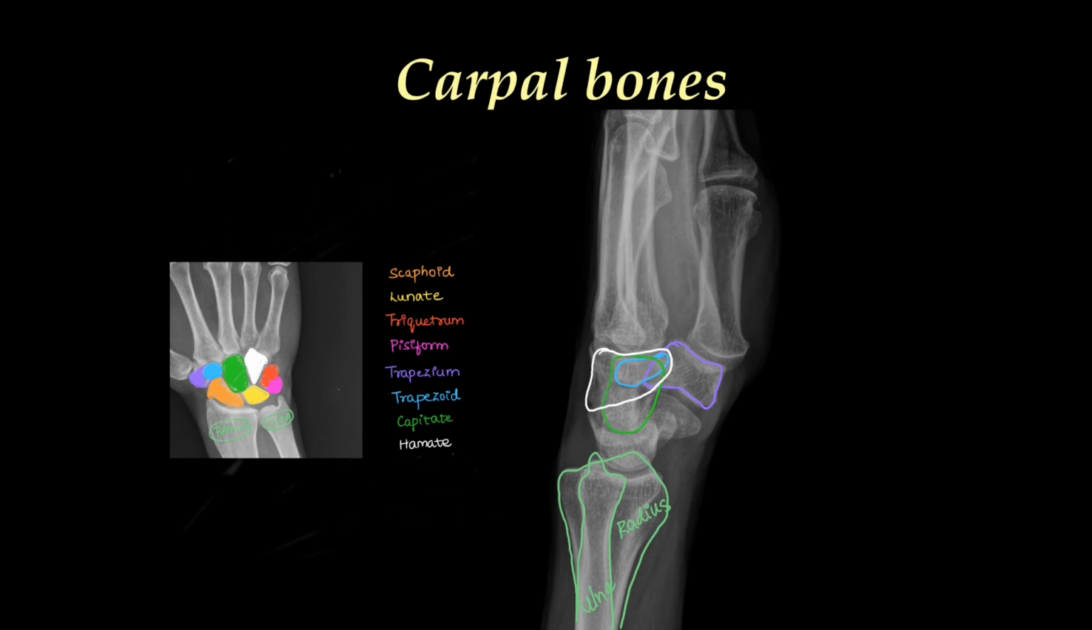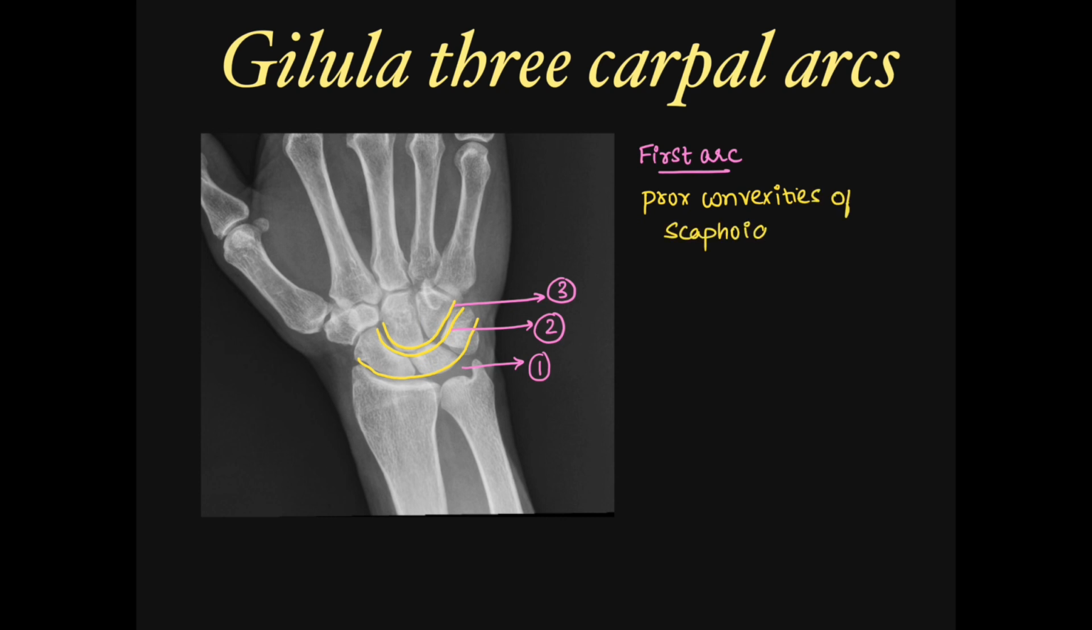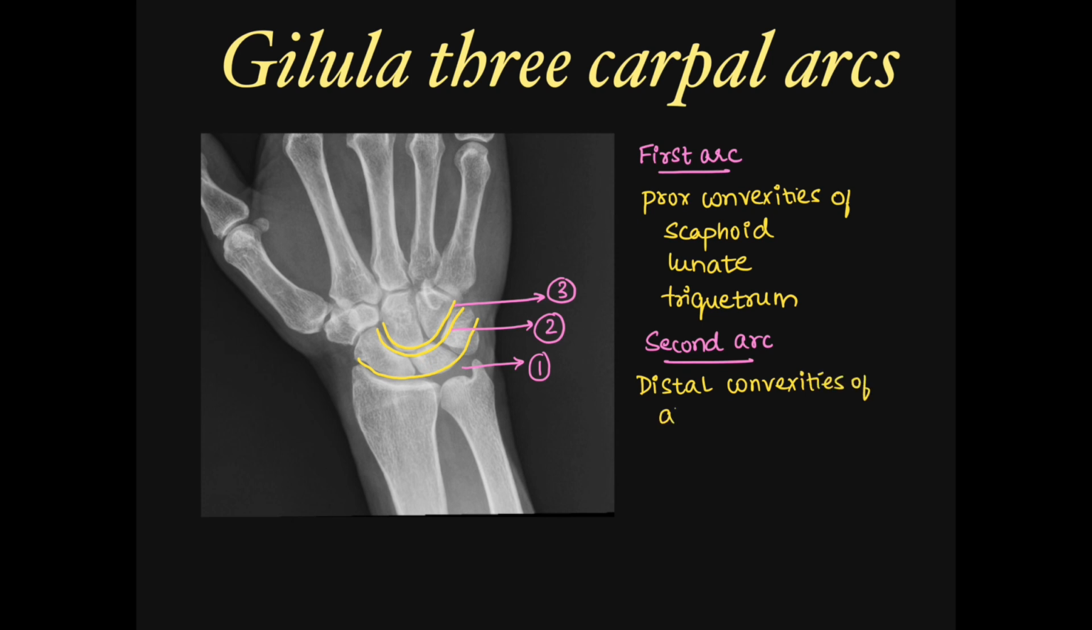In order to assess the integrity of these bones and intervening ligaments on PA radiograph, we use Gilula's three carpal arcs. The first arc is drawn along proximal convexity of scaphoid, lunate and triquetrum bones. These are the proximal row bones. The second arc is drawn along distal convexities of the same bones, scaphoid, lunate and triquetrum. And the third arc is drawn along proximal convexity of distal row bones, that is capitate and hamate.